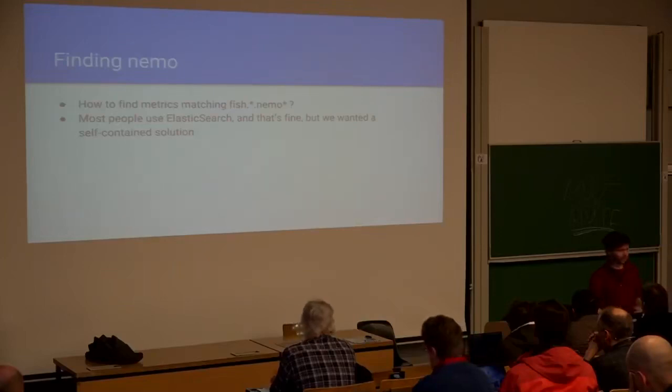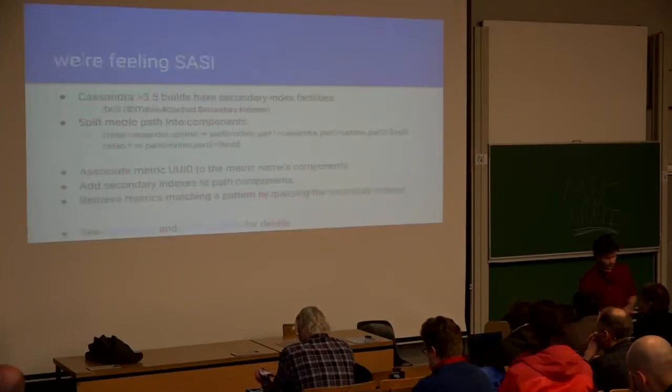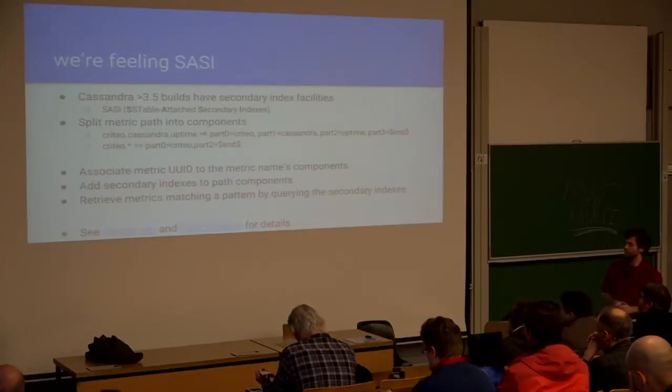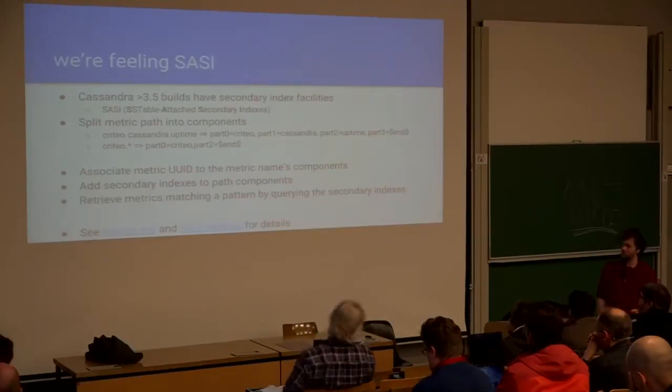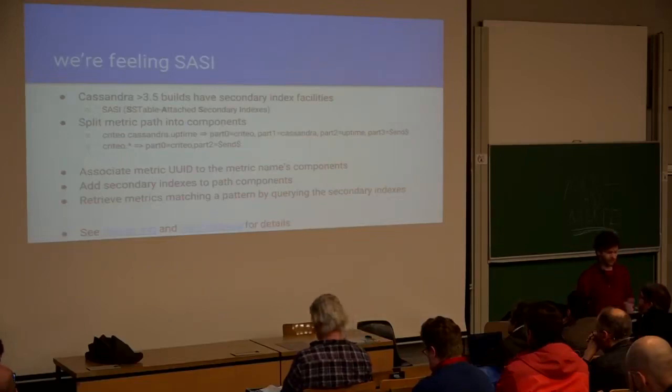The first idea was to use Elasticsearch. That would have worked well, and as a matter of fact, we have tools in the repository to import all the metrics in Elasticsearch. But it was hard enough to migrate to one database that we didn't want to learn how to use two of them, so we tried to do that in Cassandra directly. Cassandra is not the best database for indexes, but it has some support for them. Starting with 3.5, you have SASI, which is SSTable attached secondary indexes, which allows you to index some columns and to do prefix searches in these columns, which was enough for us.